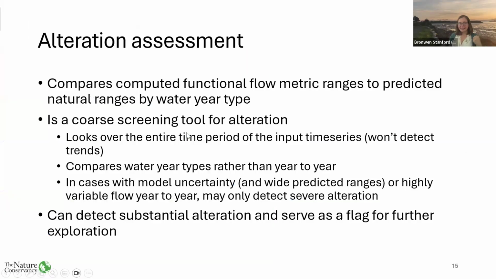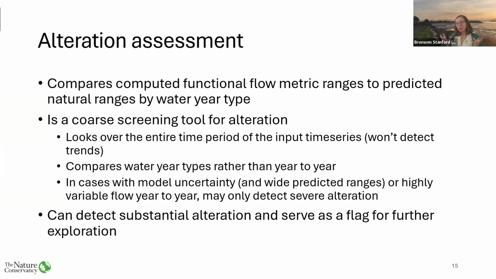So the alteration assessment is the next visualization I wanted to talk about, or next component of this tool. This compares the computed functional flow metric ranges to the predicted natural ranges by water year type and overall. So it does that comparison to say, if we look at what you input or the gauge that you chose to run and compare it to the predicted ranges, how different are they? What's the distribution of those values?